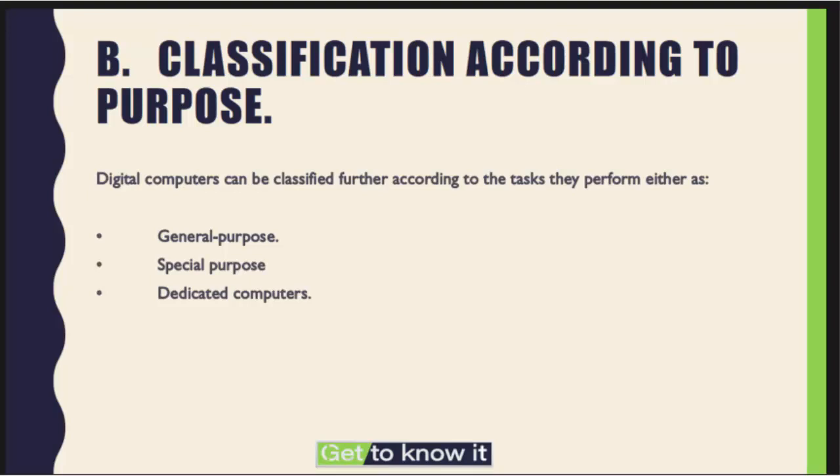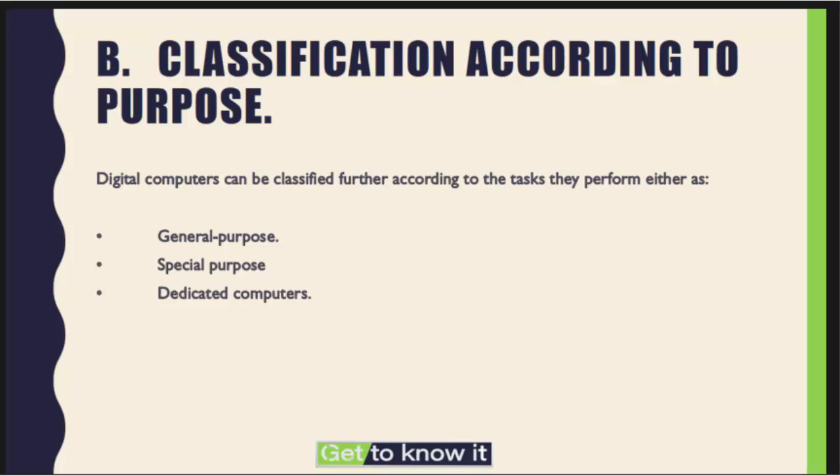For example, in a computer network, the front-end processor, which we call FEP, is only used to control the communication of information between the various workstations and the host computer. A special purpose computer is dedicated to a single task. Hence, it can perform it quickly and very efficiently.